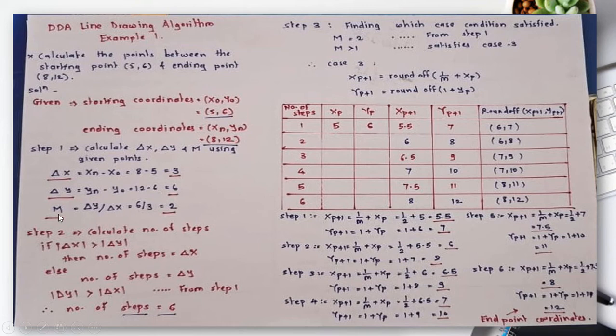And then slope of line is equal to differential of y divided by differential of x. So differential of y is 6, differential of x is 3. Slope of that line is 2.